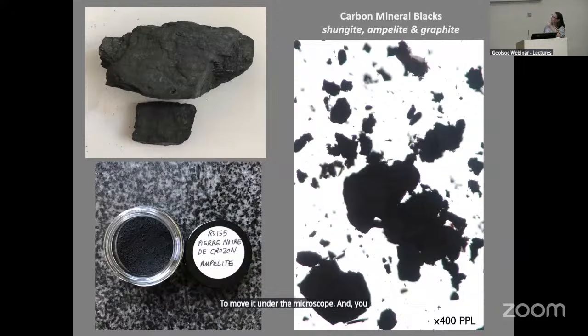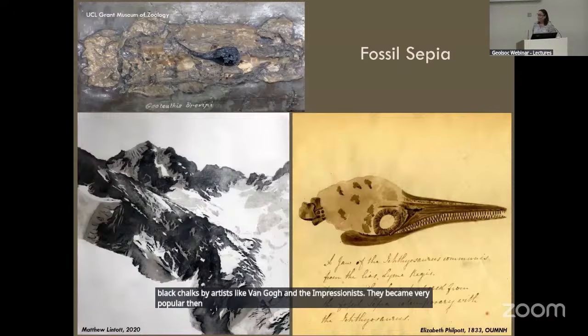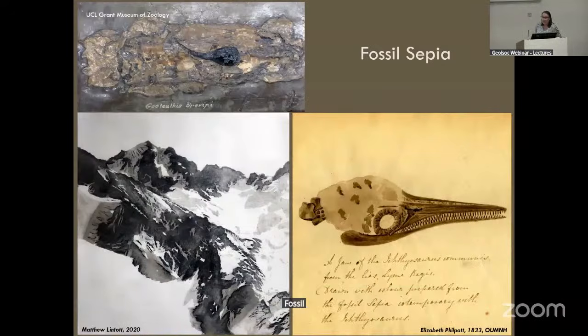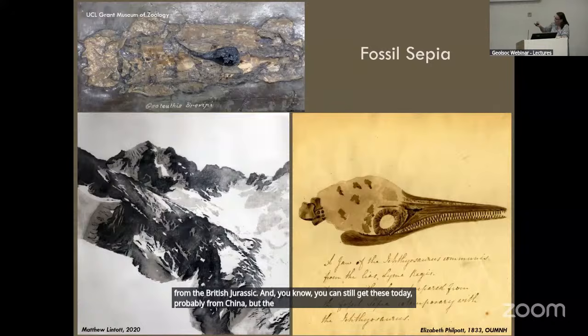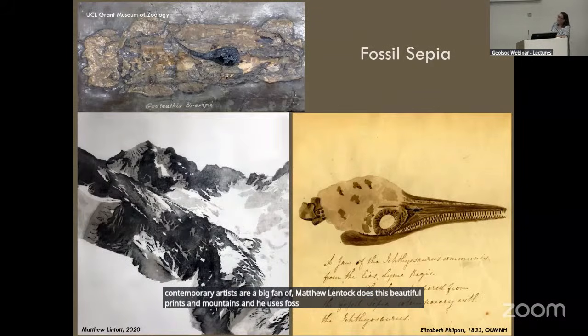And, you know, these were used as kind of black chalks by artists like Van Gogh and the Impressionists. They became very popular then. Fossil sepia, I kid you not. These are fossilized melanin ink sacs from the British Jurassic. And, you know, you can still get these today, probably from China. But a contemporary artist who I'm a big fan of, Matthew Lintock, does these beautiful prints of mountains, and he uses fossil sepia ink on them.